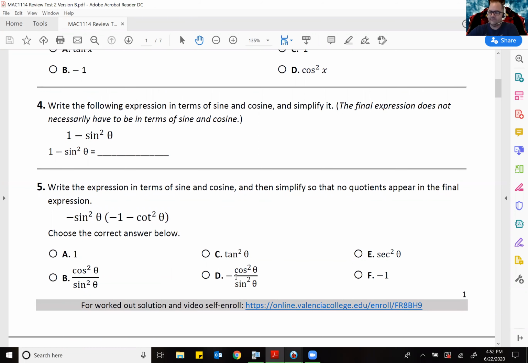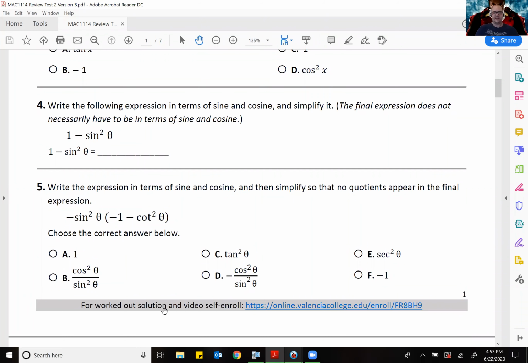So we have negative sine squared theta and negative 1 minus cotangent squared theta. Again, they want us to simplify, and they want it in terms of sines and cosines. And they do not want any quotients. Quotients means no division. So right away, we know that we don't want any of this stuff right here, because that's showing us division. So it's either got to be any of these that are up here.